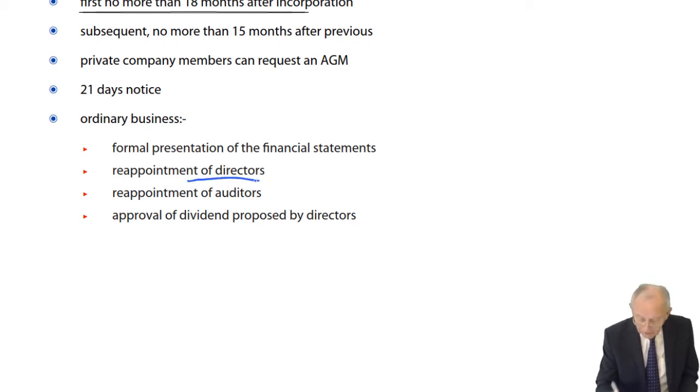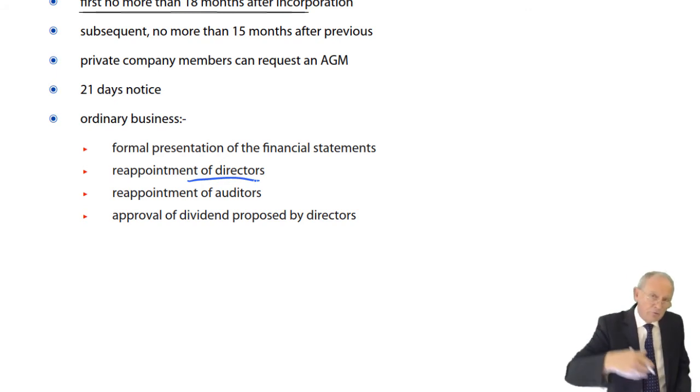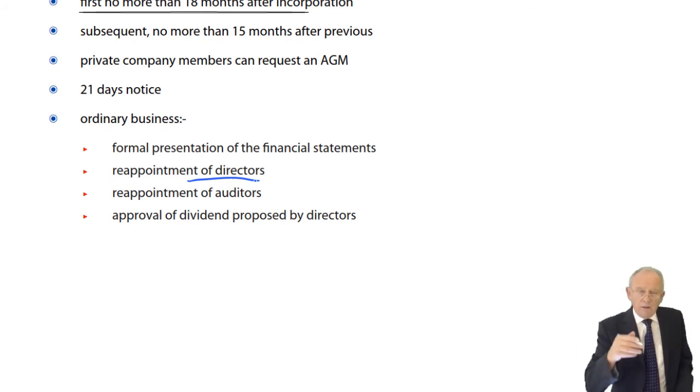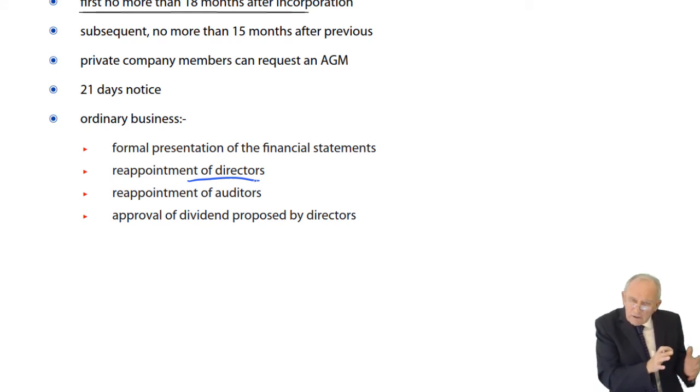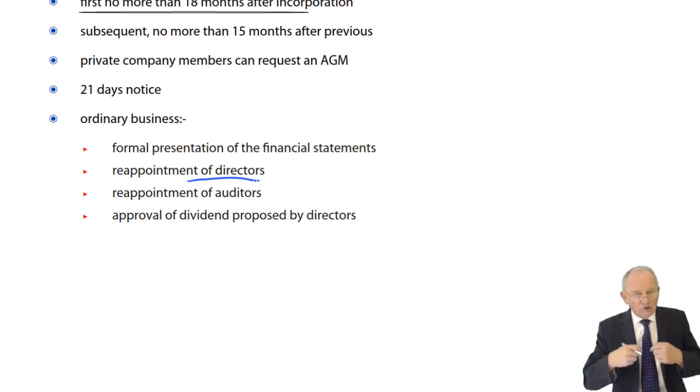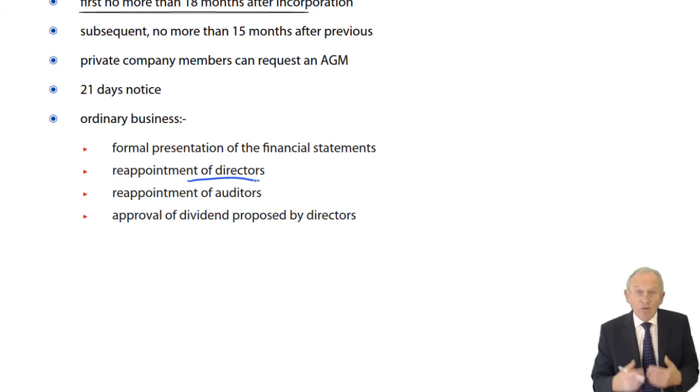If it's appointing a new director, and it's therefore not a reappointment, or if the director was appointed partway through the year that's just finished, then they must submit themselves for re-election by special business. So it's only ordinary business if you're re-electing, reappointing an existing director for another complete year, having already served a complete year. Same with the auditors. If it's a new firm of auditors appointed partway through, then that's not ordinary business, that's special business.